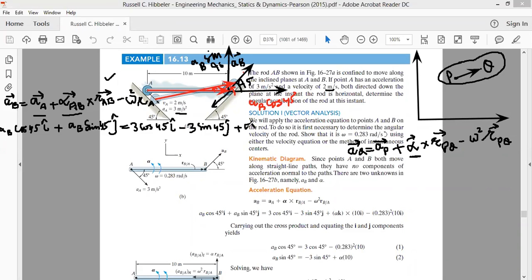This is the magnitude of angular acceleration, and it is directed along the z-axis. So we'll write this as alpha k cap. It is directed along the z-axis because the sense of rotation of the rod is anti-clockwise. And we have to take this cross product with AB.